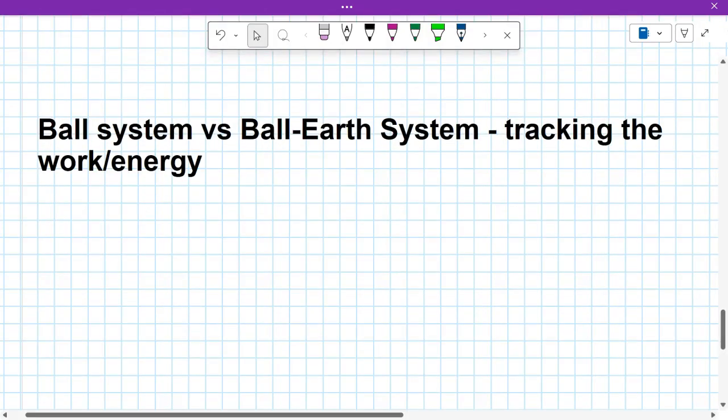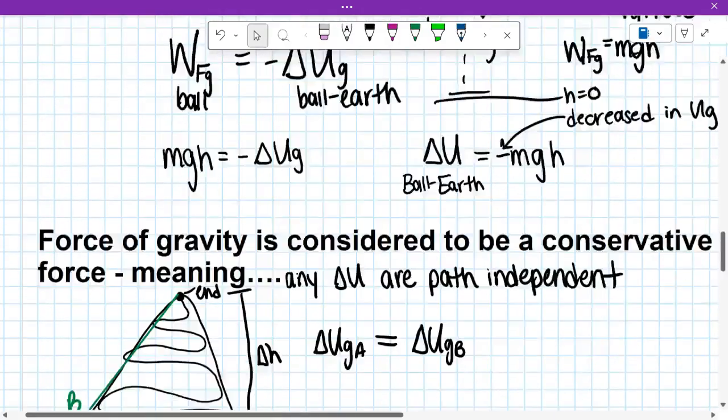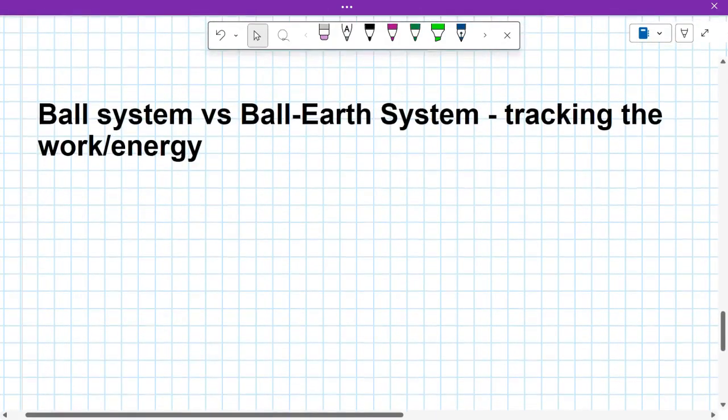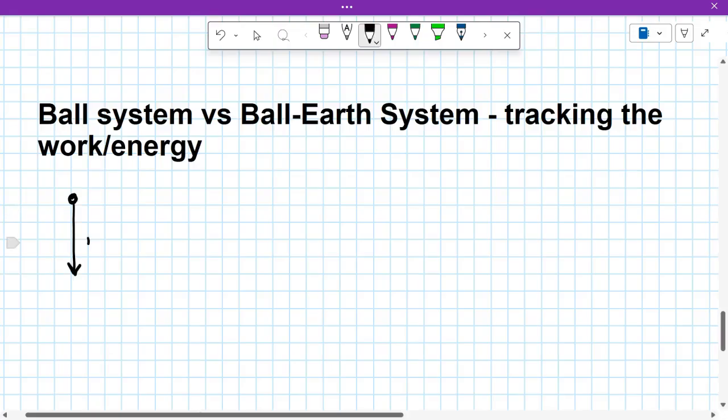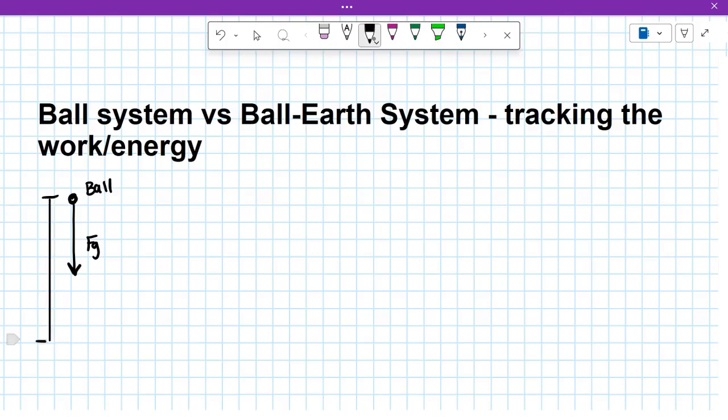Okay. All right. So let's talk about tracking our energy. We talked about the ball system versus the ball-Earth system. We talked about it in terms of equations. So let's talk about it now in terms of a visual. Why does how we define the system matter? So let's again say that we are dealing with a ball that is dropped a height h to the ground, and that's where our height is 0.